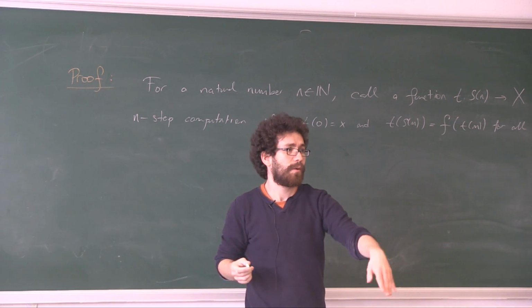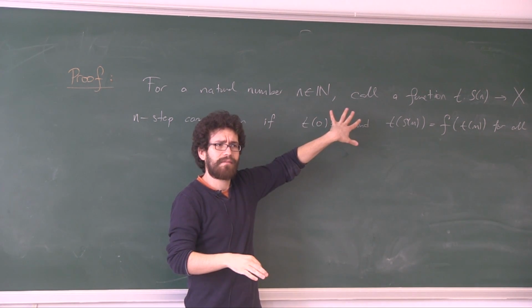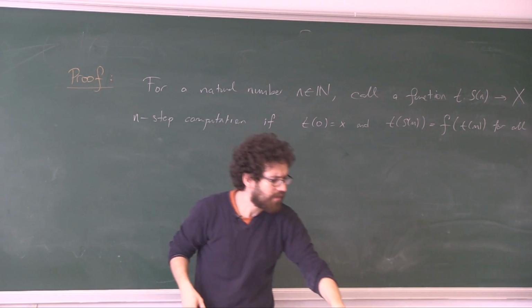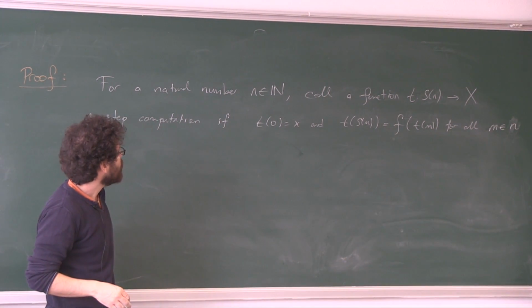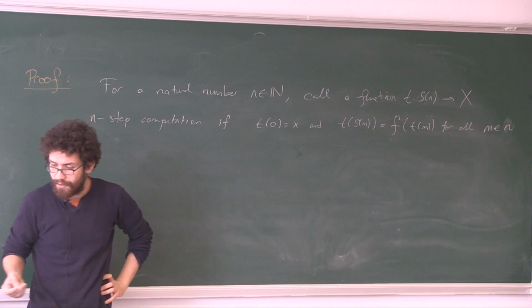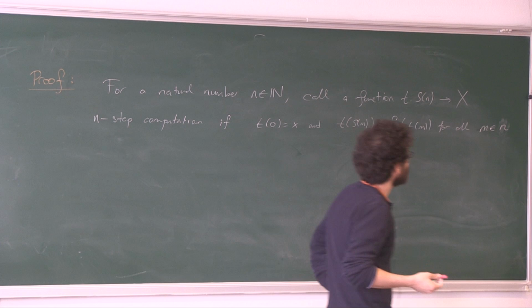There are typos in the notes, by the way. You might have realized that, like, sometimes I'm writing things differently because there are typos there. That needs to be fixed. I need to take note of that. Anyway, so we call such a function an n-step computation. Let's understand what an n-step computation is.